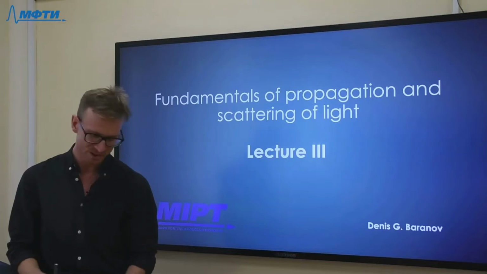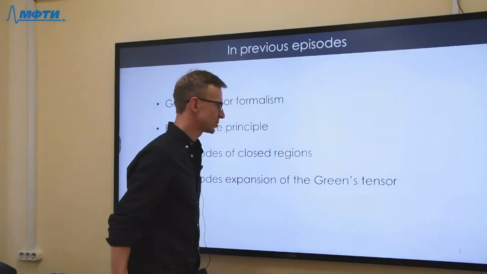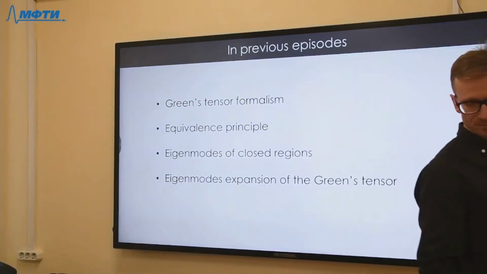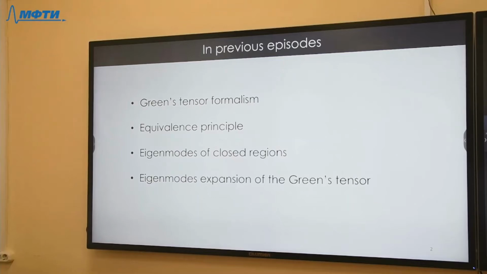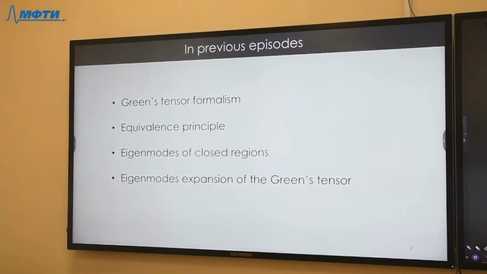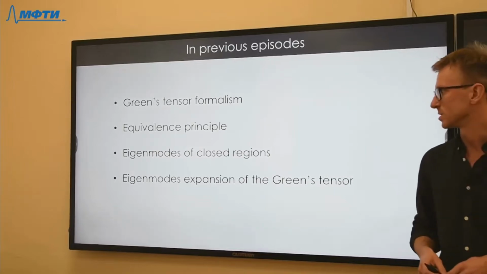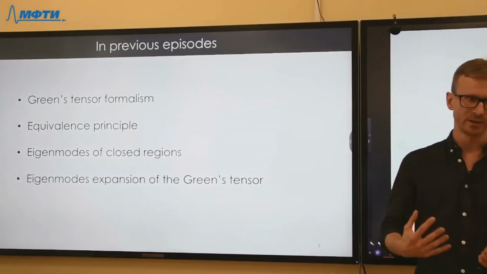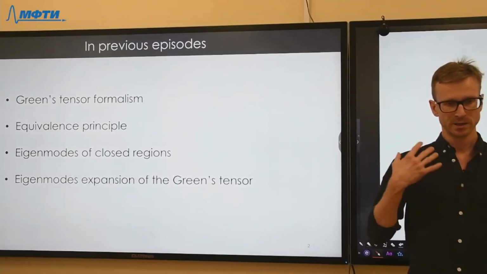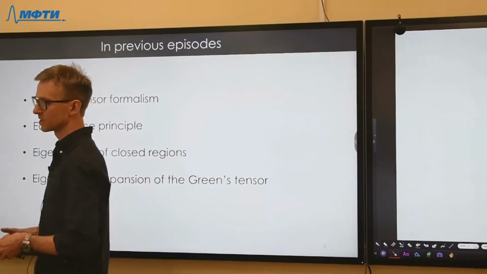As always, let's begin by recapping the content of the previous lecture. So the last time we learned a couple of tools, such as the Green's tensor formalism, the equivalence principle, and the eigenmodes of closed electromagnetic structures. And at the end of the lecture, we saw how these two concepts combine when we try to expand the Green's tensor of a closed system in a series of its eigenmodes.